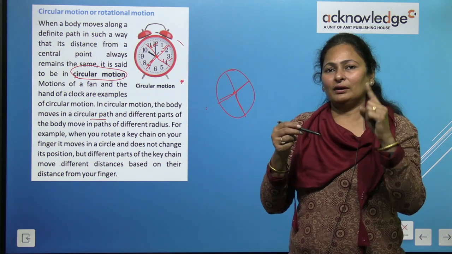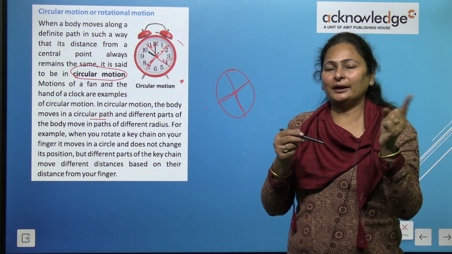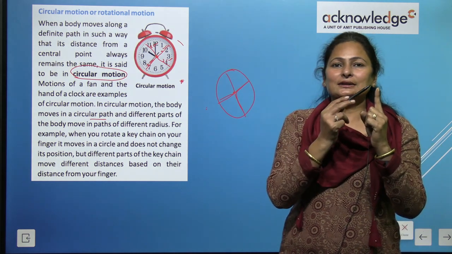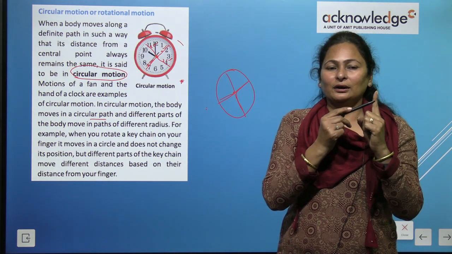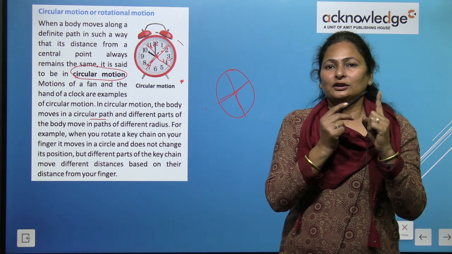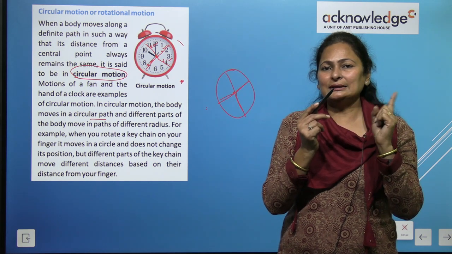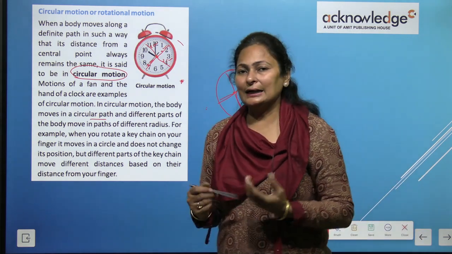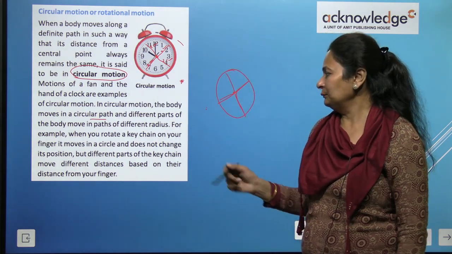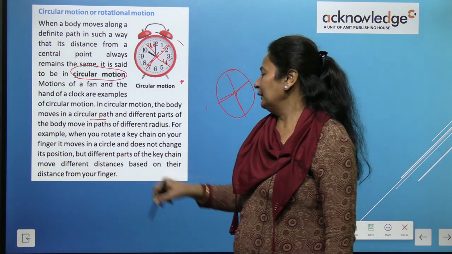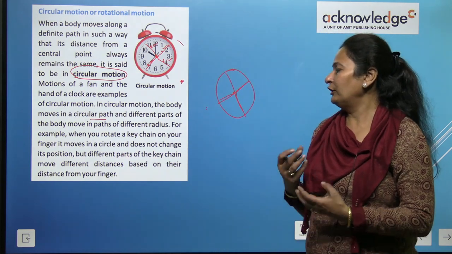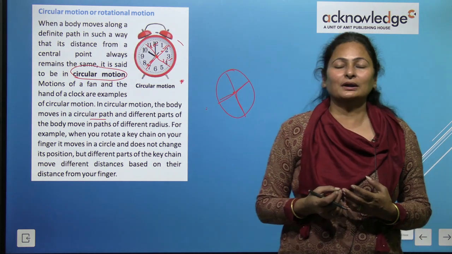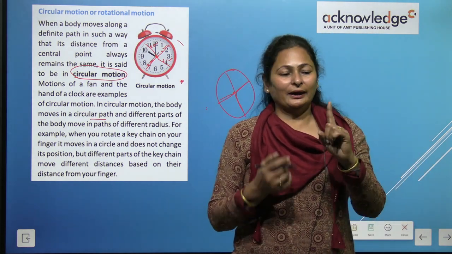So it is moving here to there, which means it is moving in a circular motion, and the distance from this tip or this finger to the key remains the same. This is again an example of circular motion, right? But the different parts of the keychain move different distances based on their distance from the finger, right?